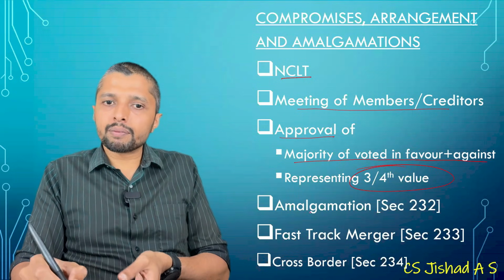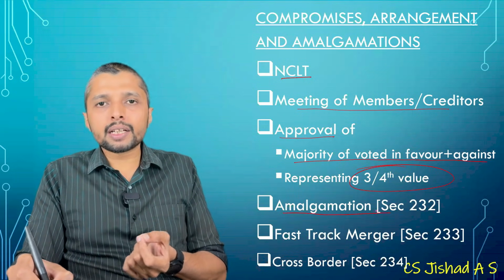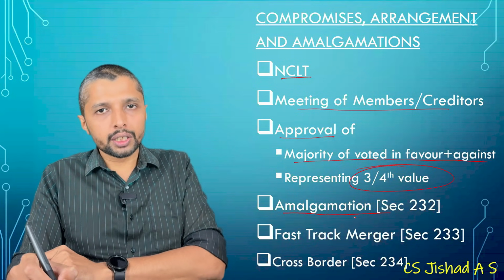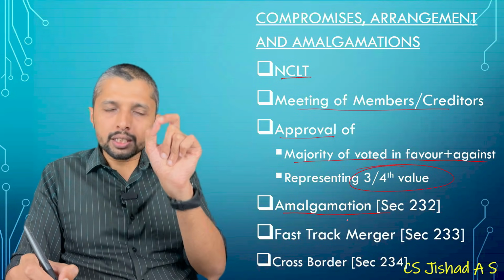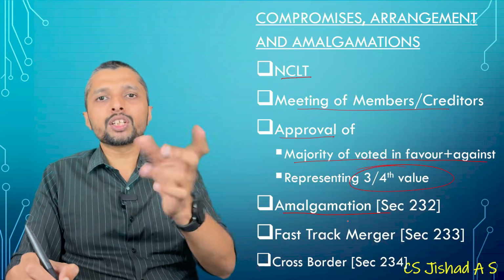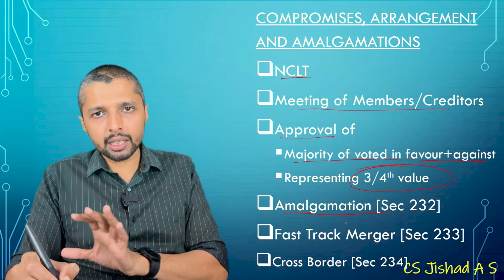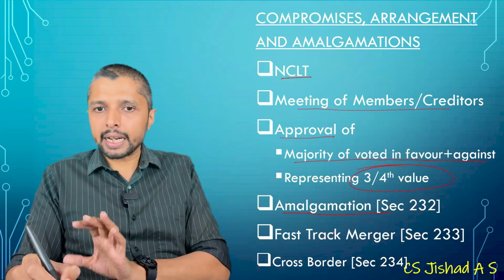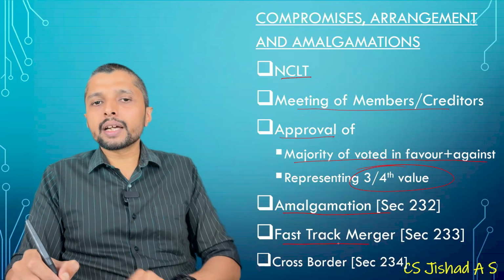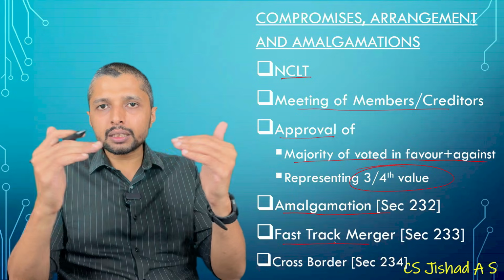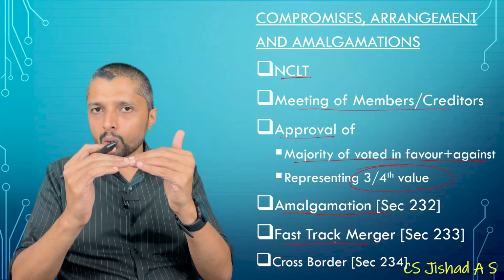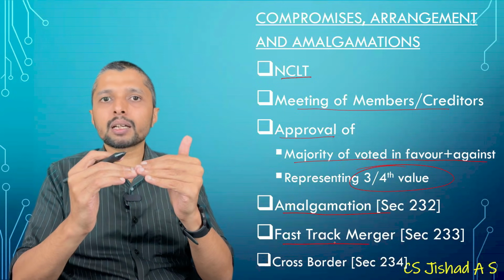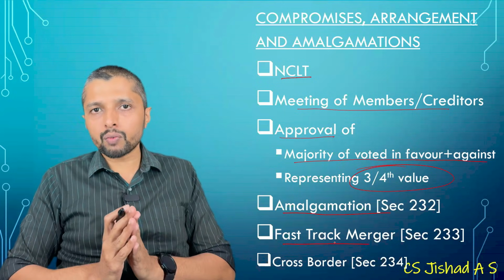Okay. If the compromise or arrangement is related to any merger or amalgamation, it will be treated under section 232. Under 232, all the steps of section 230 apply, plus an additional step of filing with the ROC, filing form CA 15. Section 233 is related to fast track merger. If the merger is between a holding and wholly owned subsidiary, small companies, or startup private limited companies, it will go through fast track merger.